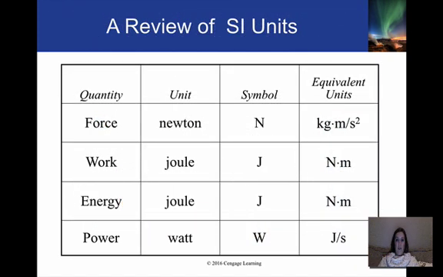So here are some different units that we've been dealing with. Force is measured in newtons. Newtons is equivalent to the kilogram per meter per second squared because we're dealing with mass and acceleration. Work is the joule. That is the newton and the meter because it's force times distance. Energy is also the joule. Same equivalent unit. Now power is the watt, joules per second.